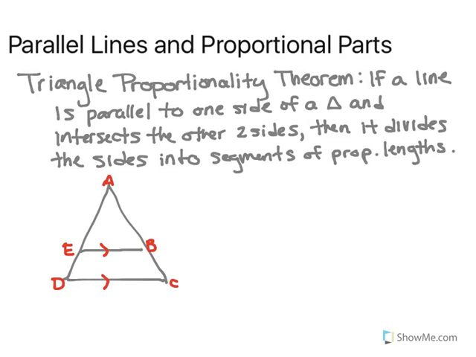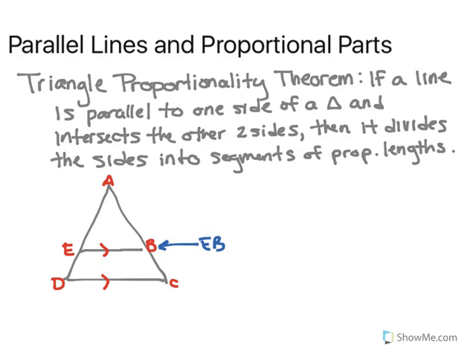So here we have a picture, and we've got some information that's being given to us. The first part of this theorem says if a line is parallel to one side of a triangle, that's talking about this line right here, EB. Okay? It's parallel to a side, DC, of this triangle. So that's the first part of that.